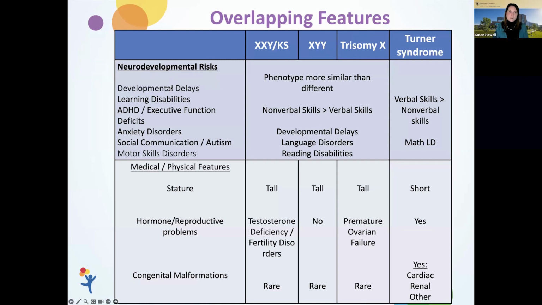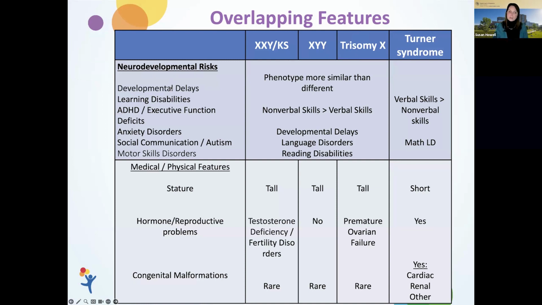So with trisomy X, we know that there are neurodevelopmental risks associated with developmental delays, learning disabilities, ADHD, executive dysfunction, anxiety, social communication or autism, and motor skills disorders. And we see these risks in all the trisomies, including trisomy X. From a neurodevelopmental profile, we often see more strengths in nonverbal skills, such as spatial skills, and more areas of weakness in the language-based learning or the verbal skills.